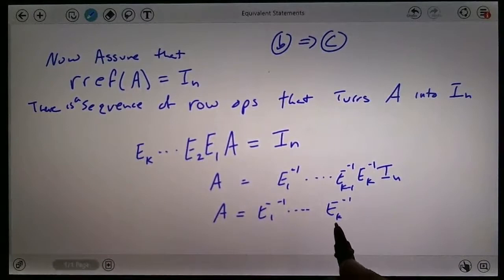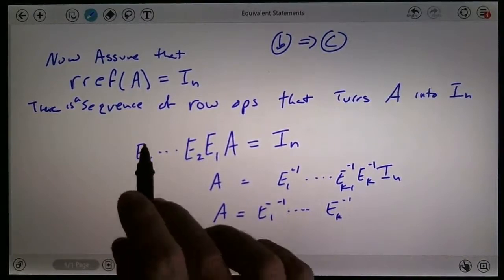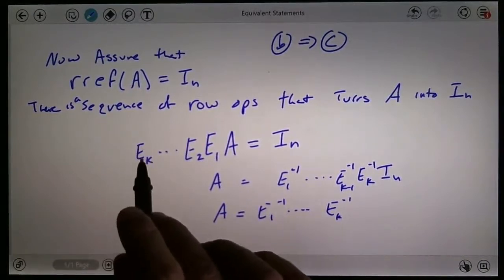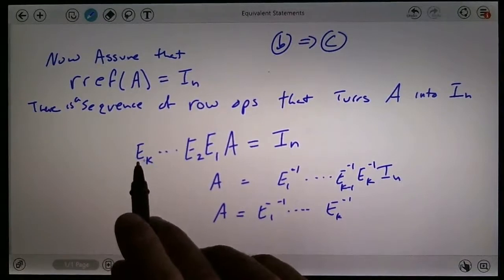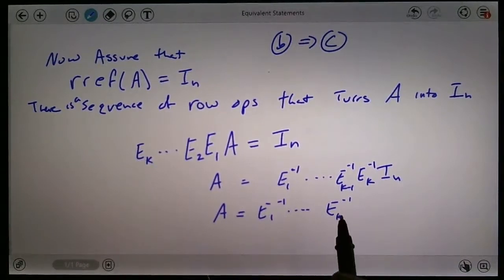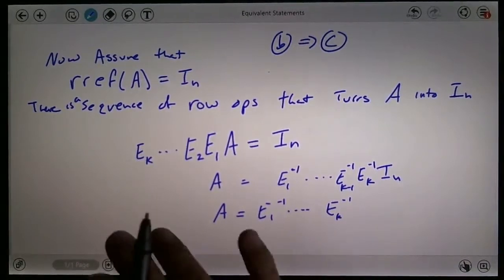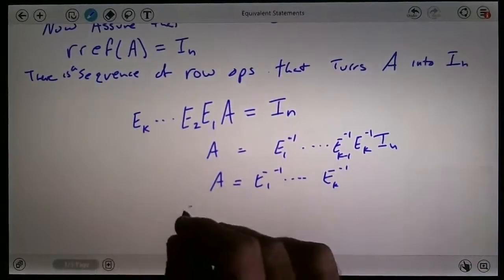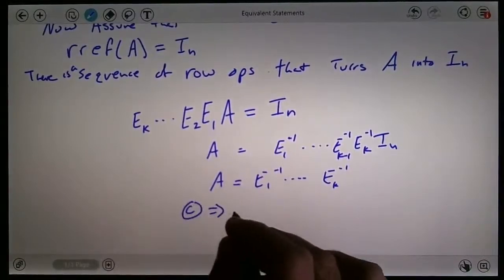I should point out that not only are elementary matrices invertible, but their inverses are also elementary matrices. So these are, in fact, elementary matrices, and A is a product of elementary matrices. So that was C implies D.